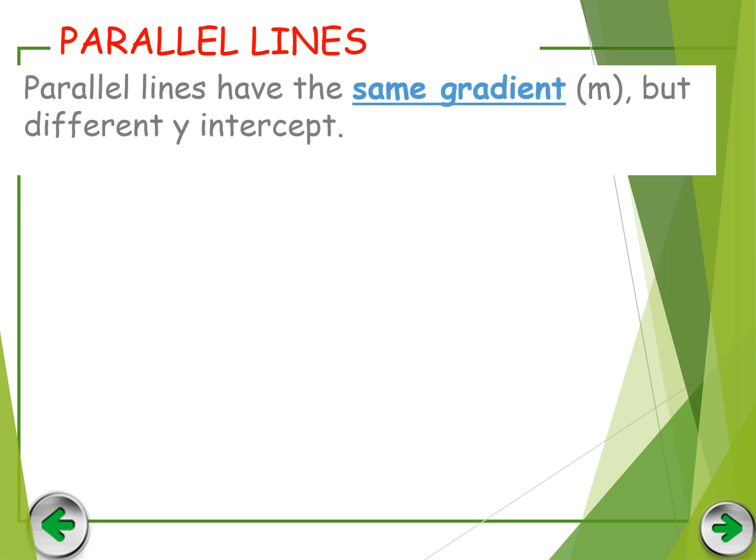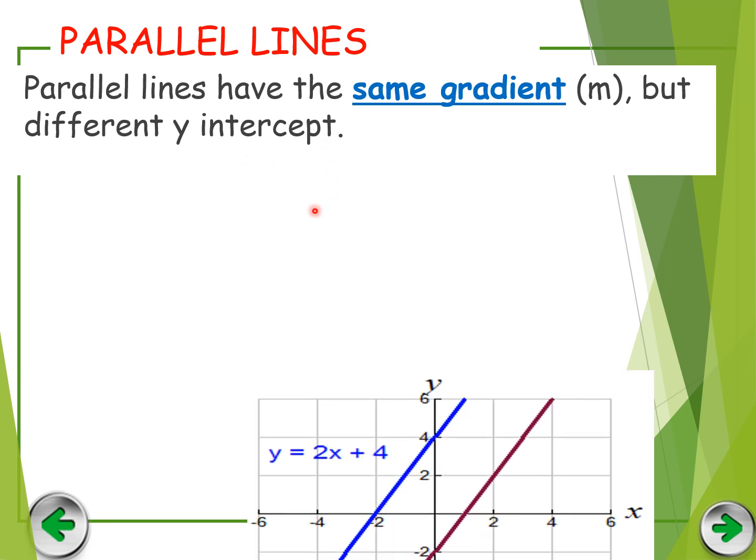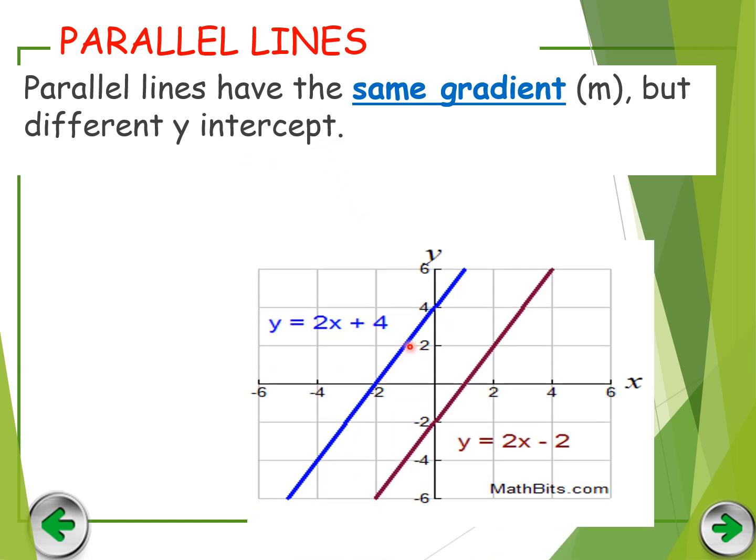Parallel lines. Parallel lines have the same gradient but different y-intercepts. For example, here we have a graph and we have the line y equals 2x plus 4 and the line y equals 2x minus 2. You can see that they are parallel. They're going to extend and never meet.